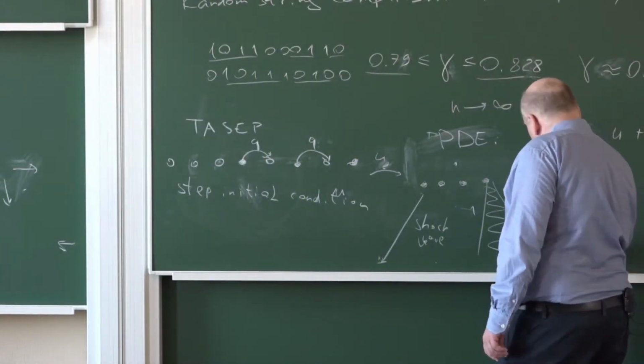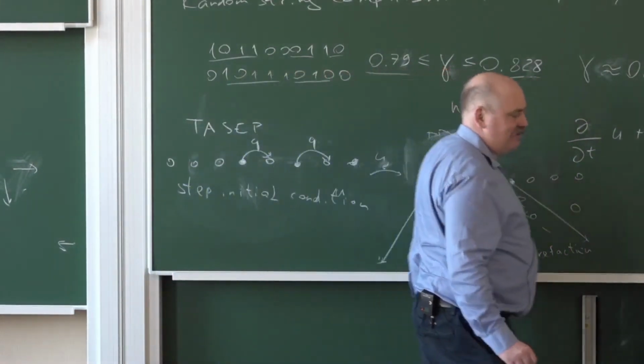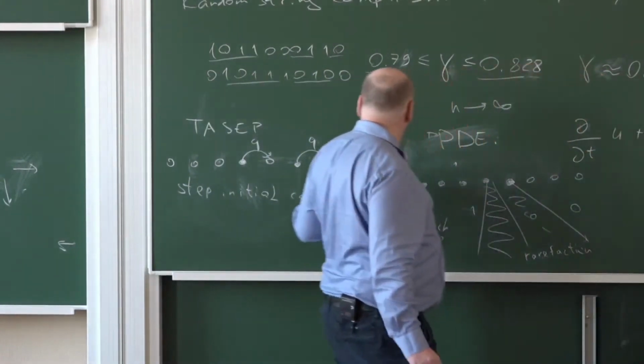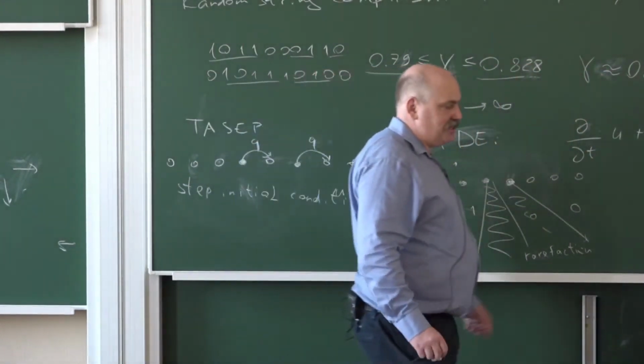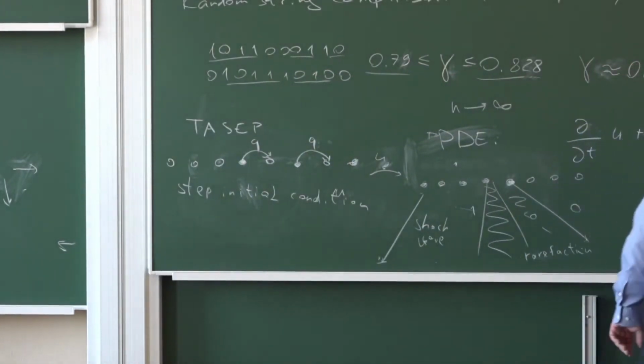So how the density of particles goes from 1 to 0. Okay, so this is the solution to this partial differential equation. Okay, and I don't think I have time to write down the solution, but this is what we are trying to do.